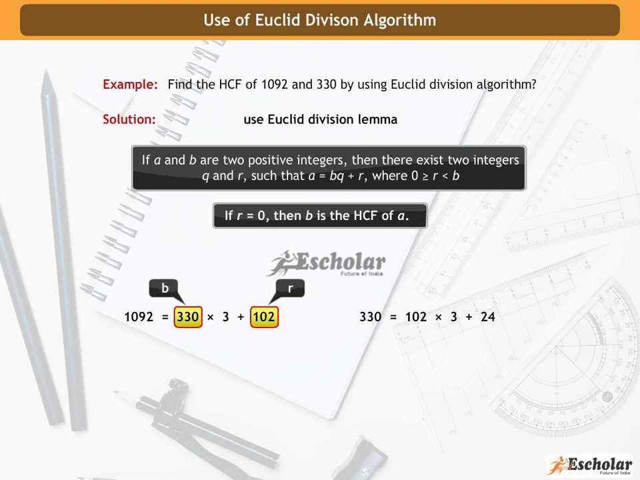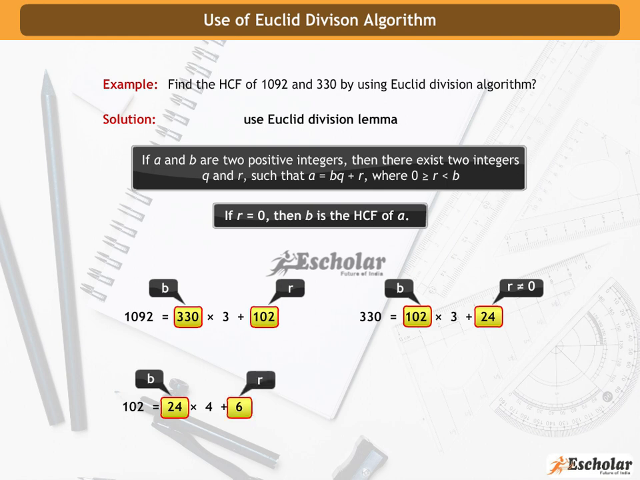Look at the value of r, and again r is not equal to 0, and the value of b is equal to 102. Now we apply Euclid's division lemma on b is equal to 102 and r is equal to 24. We get 102 is equal to 24 into 4 plus 6. Here value of b is equal to 24 and value of r is equal to 6.